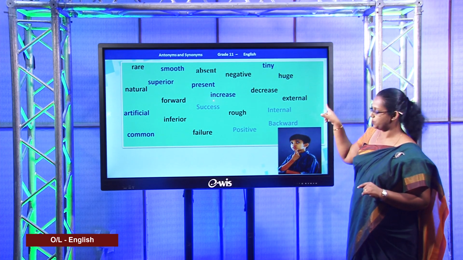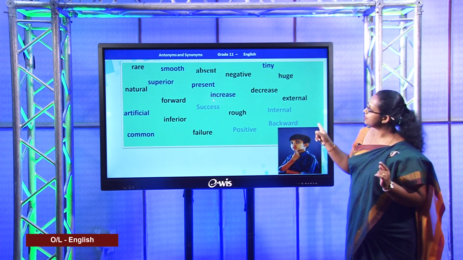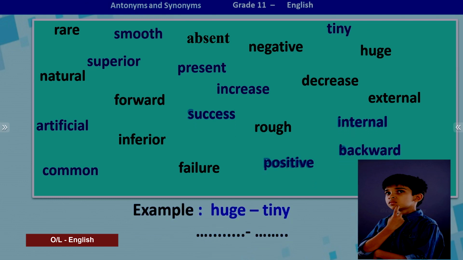I'll do one for you. Let's take the word huge. Huge. And I need to find out the word opposite in meaning to huge. It is not external, not decrease. It's here. Tiny. The opposite word of huge is tiny. This way you have to find out the pairs of antonyms from this box. Now take your time and do the work.